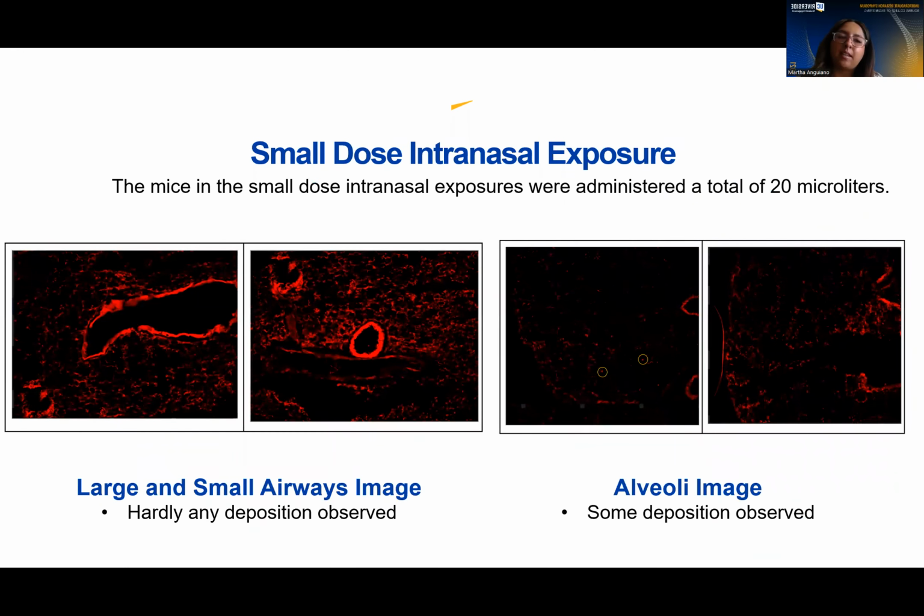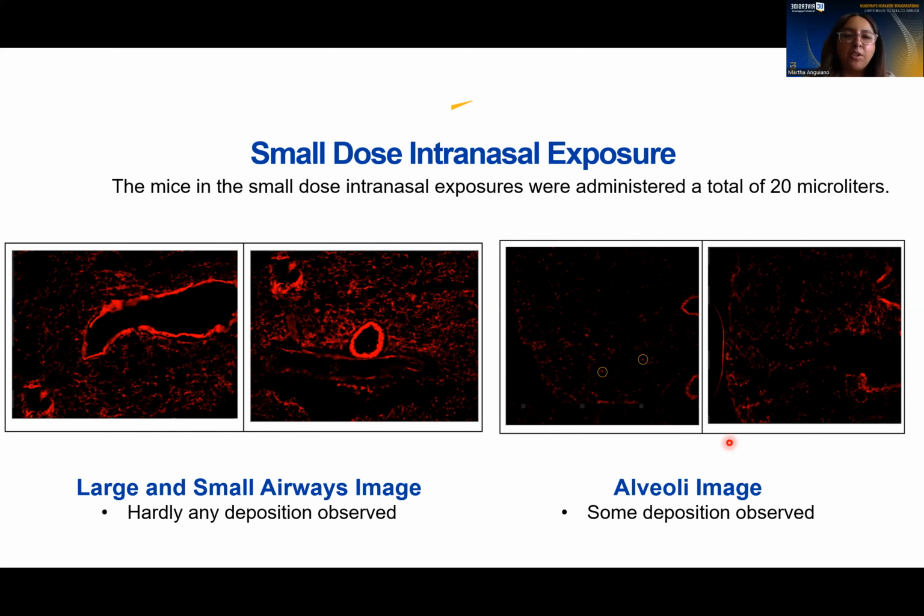So from these various studies, as I mentioned, we do have intranasal exposures and aerosol exposures. For intranasal exposures, we do have a small dose exposure where the mice were administered a total of 20 microliters. On the left side of the slide, you can see a large airway and the smaller airways here. But in these images, you mostly just see the tissue fluorescing. We don't really see a lot of bead deposition here.